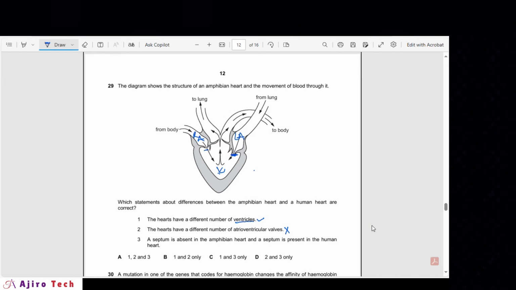A septum is absent in the amphibian heart. That's true. Present in the human heart. That's correct. So we have 1 and 3, with 2 incorrect.